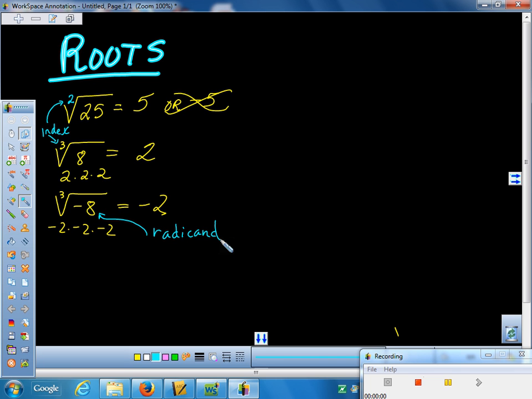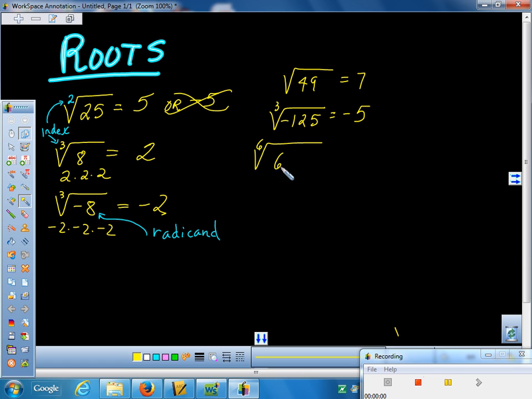Now I need to take you back to basic root stuff we already know. Double checking here. If I said, what's the square root of 49, what do you tell me? 7. If I said, what's the cube root of negative 125? What times itself 3 times makes negative 125? It would be negative 5. But what if I said, what's the 6th root of 64? 2.